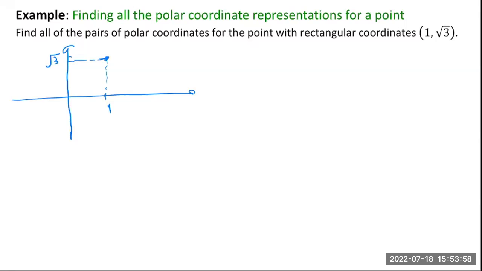All right, this is the point. Let me mark it: 1 comma square root of 3. Then how do you find all pairs of polar coordinates for this point? There could be more than one polar coordinate for the same point.